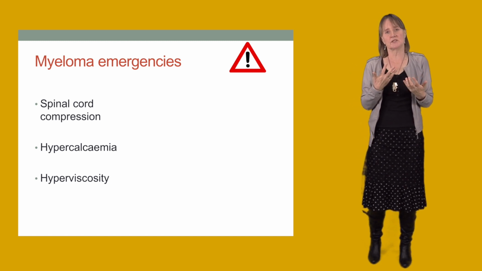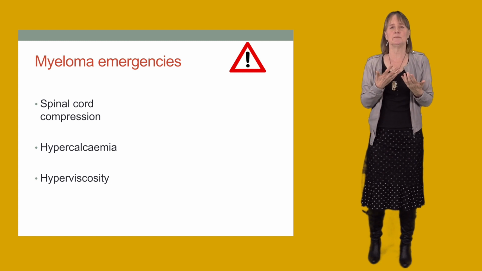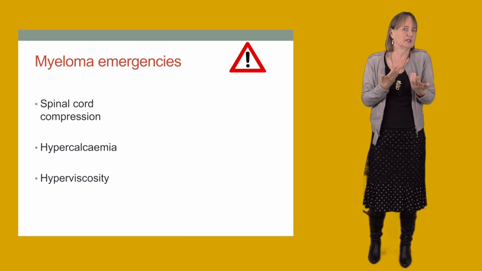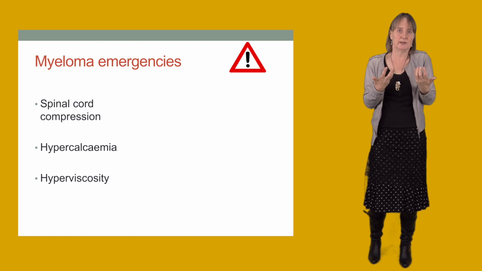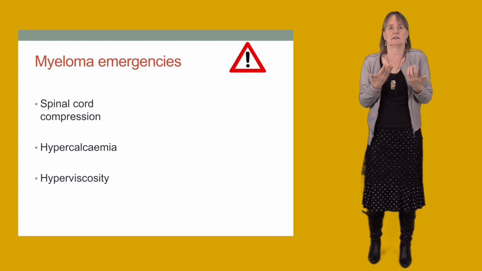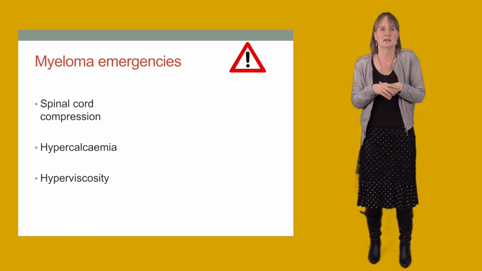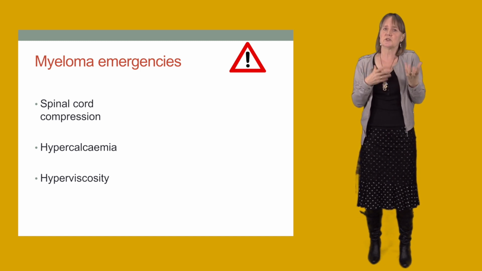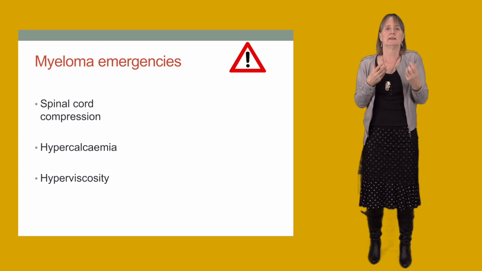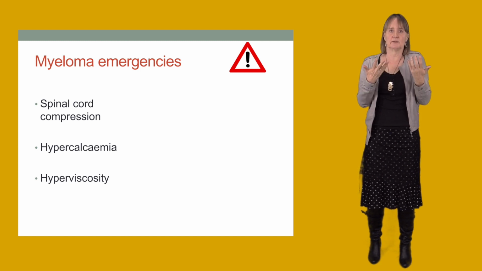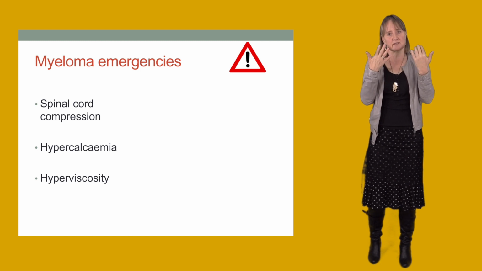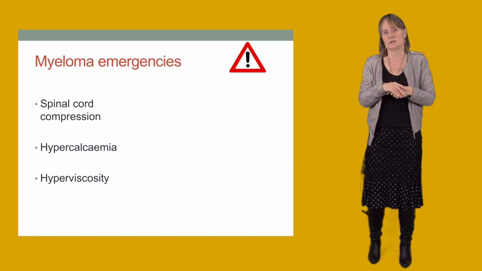And finally, hyperviscosity, particularly in myelomas that are producing IgA paraproteins, which are bigger antibodies than IgG, and the very rare IgM myelomas, the blood viscosity can be so high that the circulation is slow enough to affect vision and mental processes and can cause thrombotic complications.